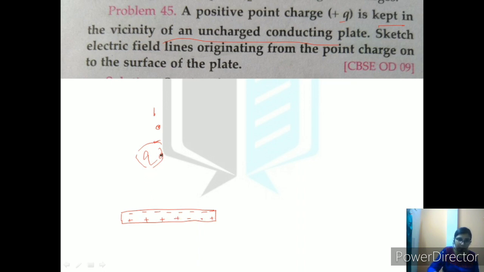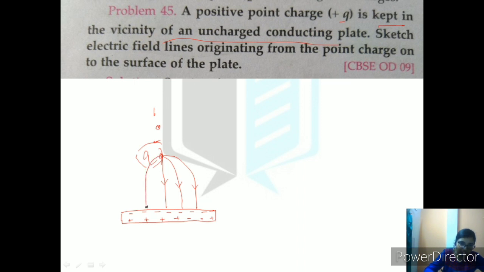Okay, so the field lines will start from this and end in the conductor. And how does this charge this conductor? In this case, the field lines will start from it and end on it at 90 degrees. They will be normal to the conductor. This is one of the properties of the field lines. What is the property? They will meet the conductor at 90 degrees only, normally, not at any other angle.